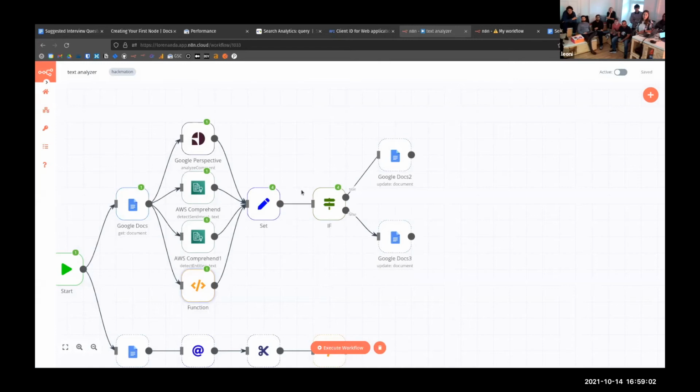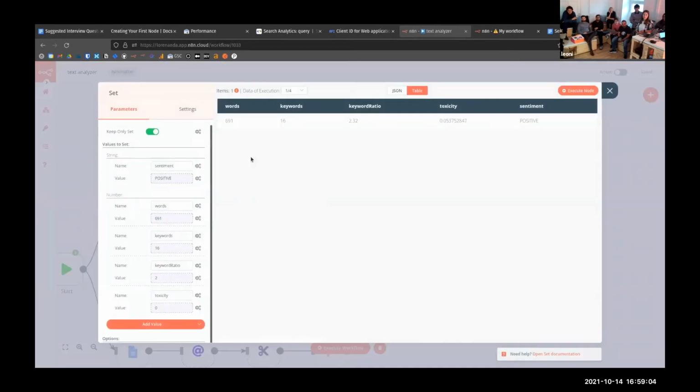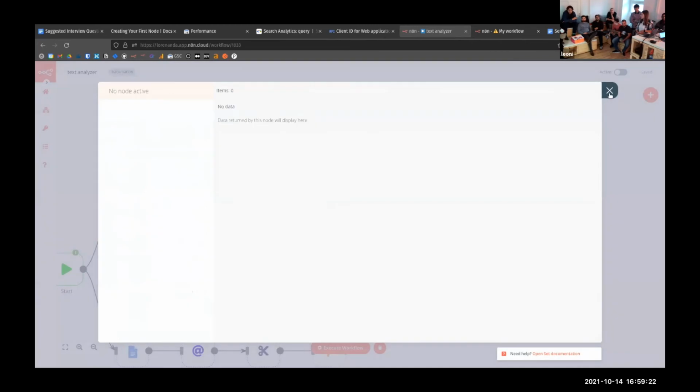And depending on this result, so if I know the number of words, because the article needs to have a certain number of words, a certain number of keywords, and so on. And the keyword ratio is best to be under 2, so that we don't have keyword stuffing, because then you're penalized by Google.